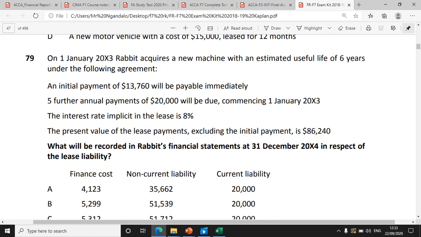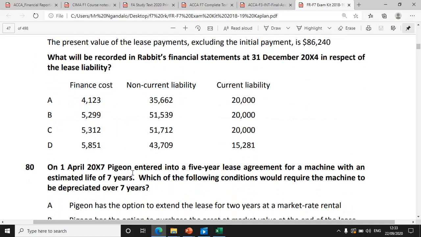Is that going to be okay? No, this is in advance. So they've given us a date there, unless they don't give us a date. The interest rate implicit is 8%. The present value of the lease payments, excluding the initial payment, the starting point for your computation, is 86,240. What will be recorded in Rabbit's financial statements at 31st December 20X4 in respect of the lease obligation?